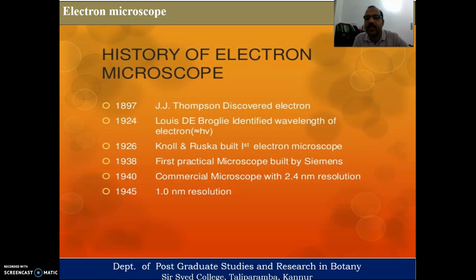Then what is actually the history of the electron microscope? See, the most important history: in 1897 J.J. Thomson discovered the electron. Then in 1924 Louis de Broglie identified the wavelength of the electron. Another important aspect. This is a minute aspect, but after 1897, 1924 is the year in which they identified the wavelength. See how many years they had to take.